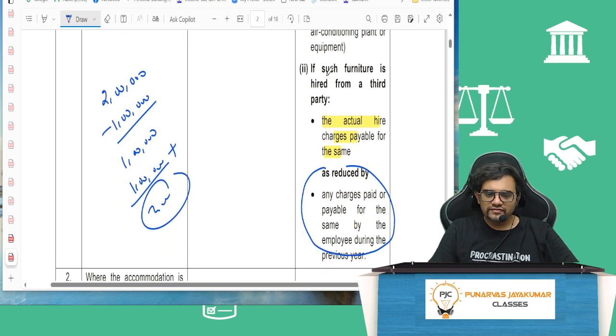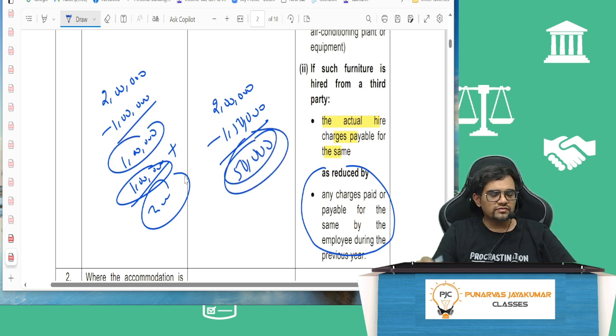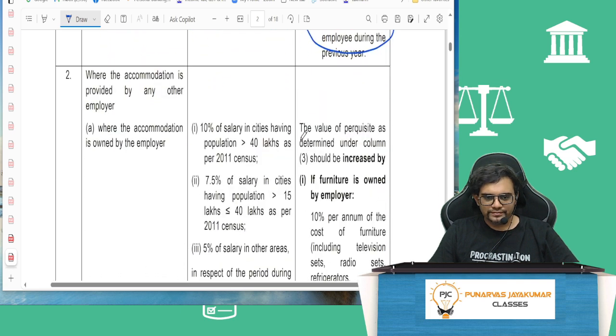On the other hand, if this furniture is hired by the employer, the central government hires it from somebody else. It pays around 2 lakh rupees to somebody as hire charges, and they recover 1 lakh 50,000 from the employee. But this 50,000 is the extra benefit. So then the perquisite will be 1 lakh plus 50,000, that is 1 lakh 50,000. That is what this entire thing is about.